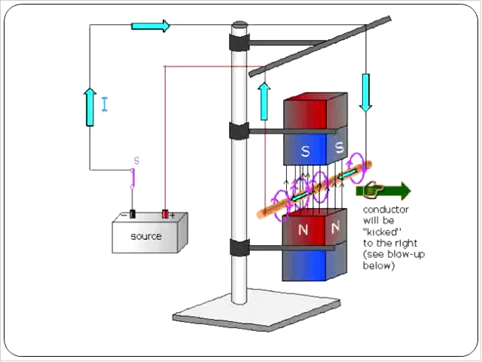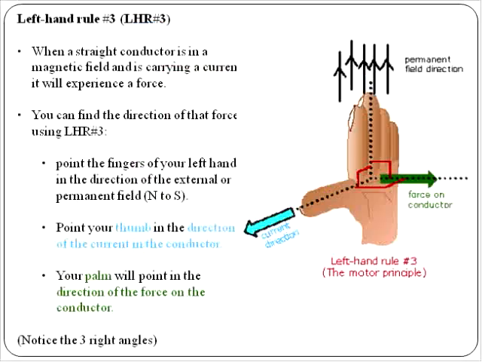Okay, the force that is created between the permanent magnetic field and the magnetic field caused by the current flowing through the coil of wire inside the motor, that's what makes the motor turn, that force. We call that the motor principle. Now obviously that's not much of a motor, is it?